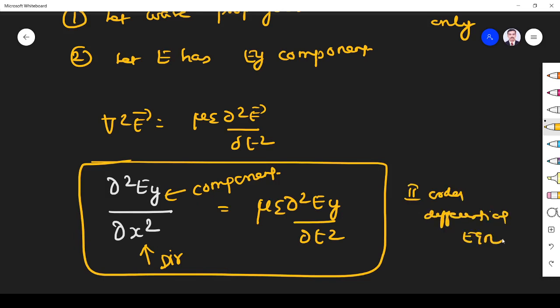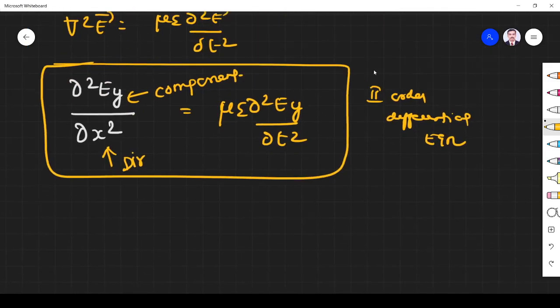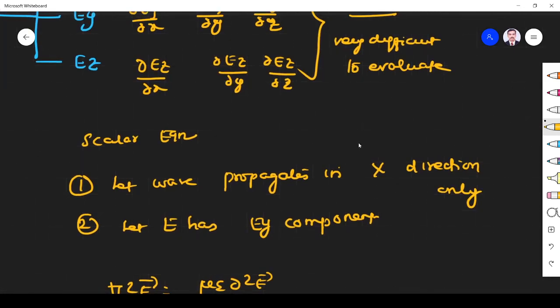Yes or no? That's why we are writing like this. Okay, so here you see the wave propagates in x direction. Okay, let me go there. You see why it has come like this? It has come like this. You see, the left hand side is del squared E.